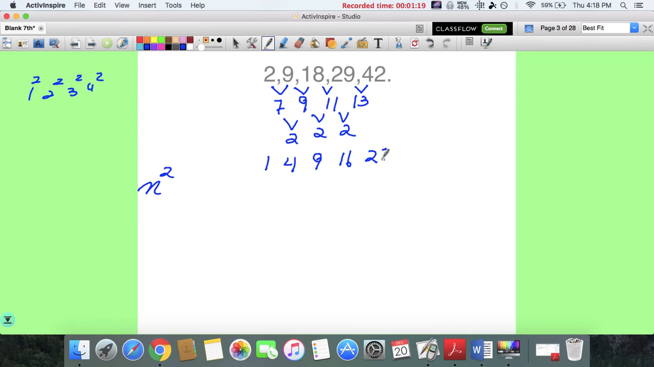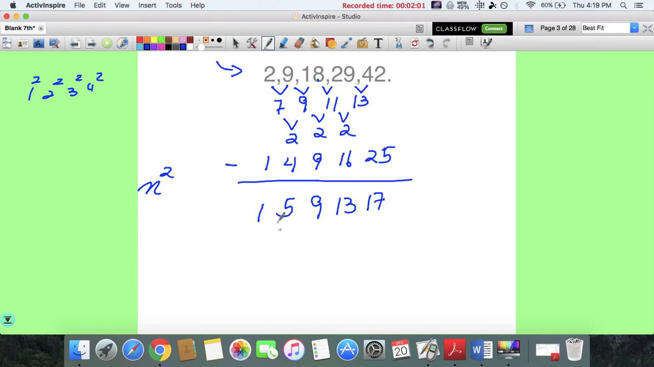So what we need to do is subtract the original sequence and our n squared sequence. So I'm going to take that quadratic sequence out of the first sequence. If I subtract, I get 2 minus 1 is 1, 9 minus 4 is 5, 18 minus 9 is 9, 29 minus 16 is 13, and 42 minus 25 is 17. Right? So now you notice that you get another sequence.